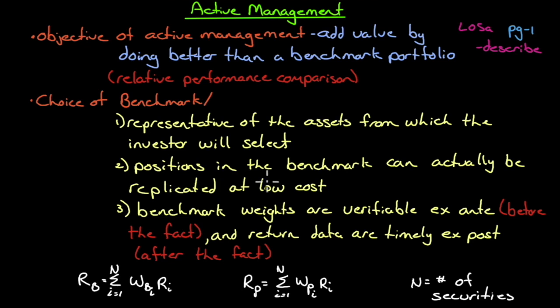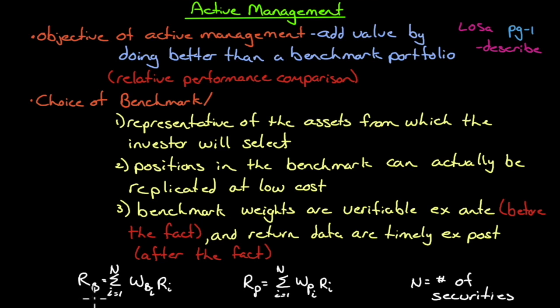So number 2, positions in the benchmark can actually be replicated at low cost. And number 3, benchmark weights are verifiable ex ante. That means we can look at the benchmark before we replicate it, and we can determine what the weightings are on the components in the benchmark. They're available before the fact, and return data are timely ex post, which means that if we end the quarter on the 31st of December, 1 minute after the market closes, we should be able to see exactly what they are. So those are the qualities of a good benchmark.